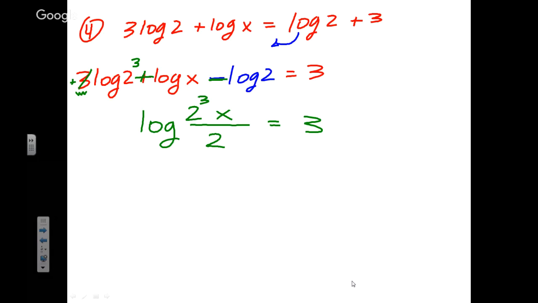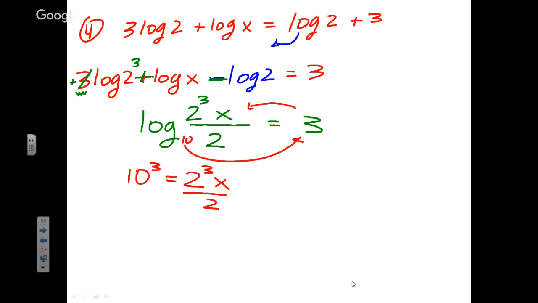I don't care how ugly the thing is that the log is holding, that 2 to the 3rd x over 2. As soon as I have it as one log, I can translate. So when there isn't a number, it's a 10. So I'm going to go ahead and translate this. 10 to the 3rd equals this junk. When there's a number on the bottom here, this number is going to get multiplied to get rid of that. So that's gone.